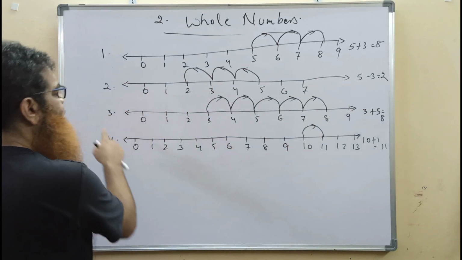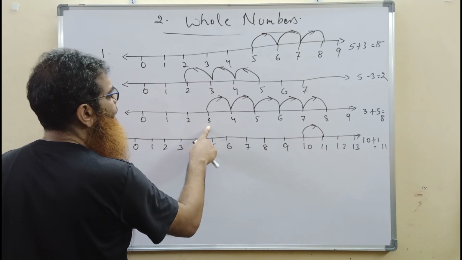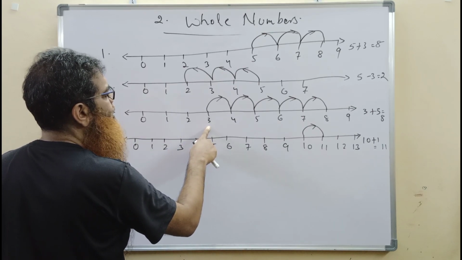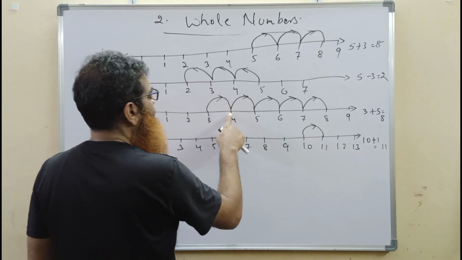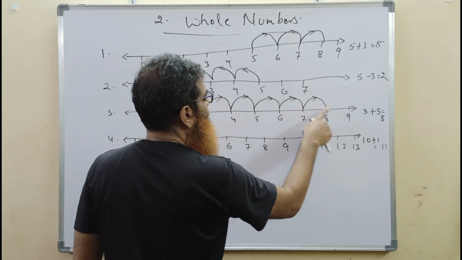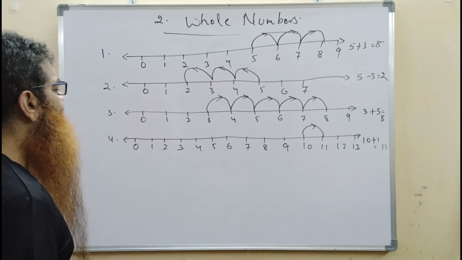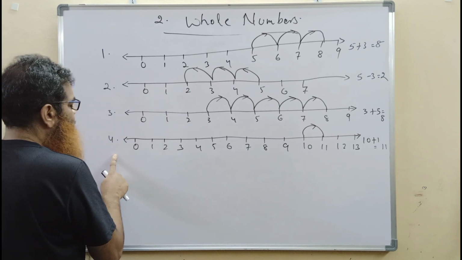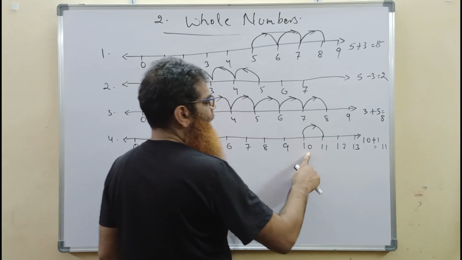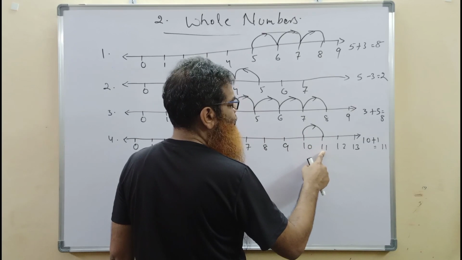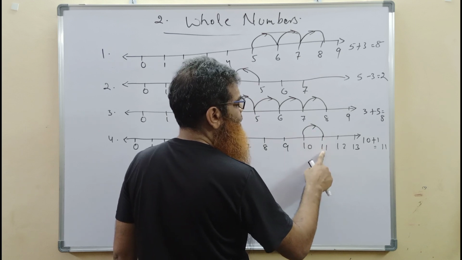Then in the third series we are doing 3 plus 5. We are starting from 3 and moving 5 numbers towards the right because we are doing addition. 1, 2, 3, 4, 5. 3 plus 5 is 8 as it can be seen on the number line. Next, we are doing 10 plus 1. 10 is here on the number line, and when we are doing addition, we jump towards the right. We are jumping one number. 10 plus 1 is equal to 11.